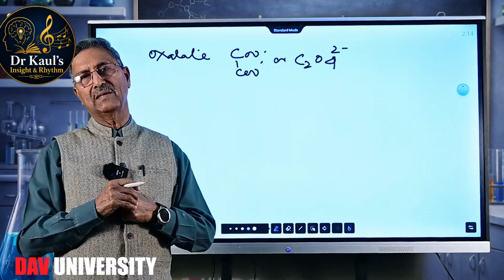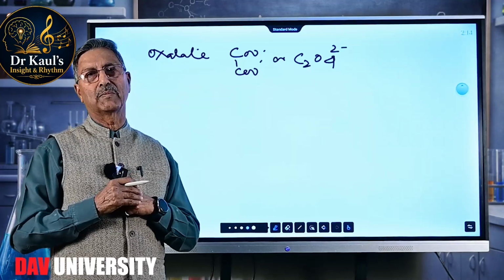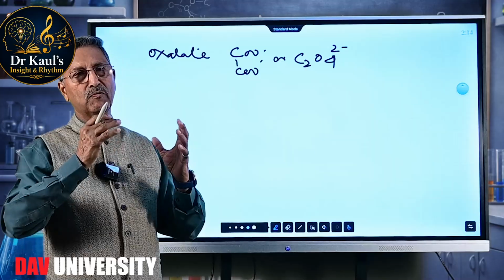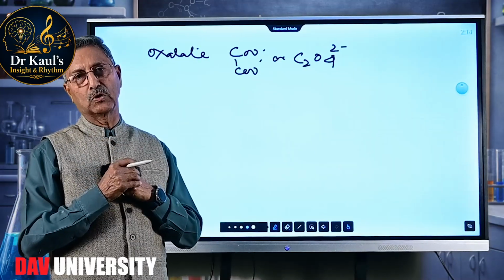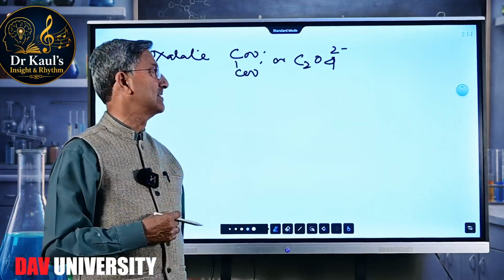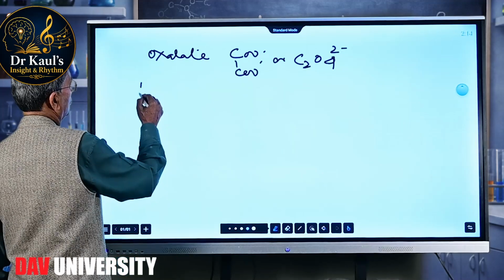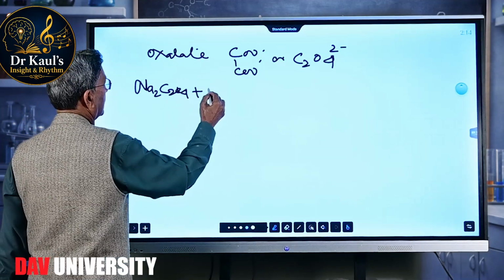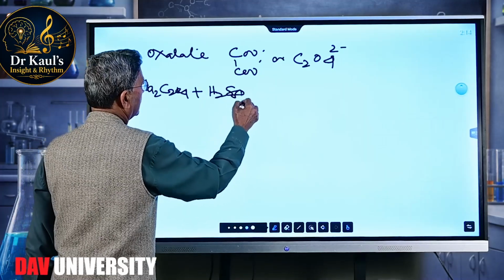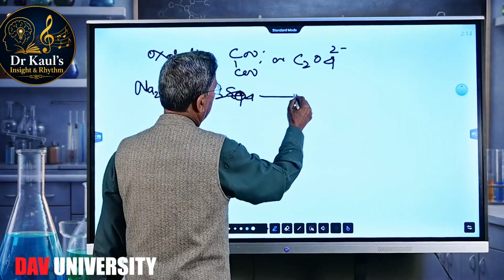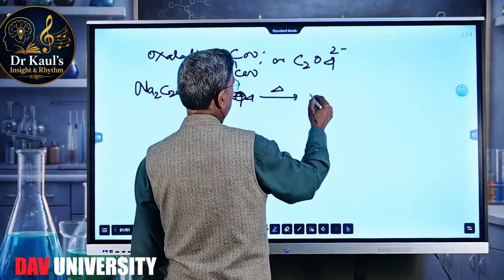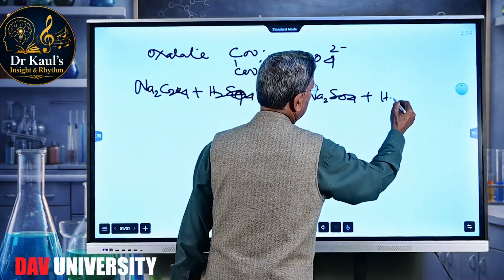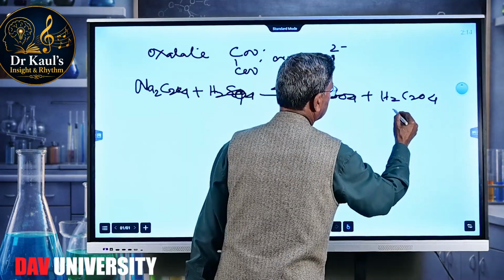You see, we get the evolution of a mixture, that is carbon monoxide and carbon dioxide. And sometimes we make a provision to check the presence of both these gases also. First of all, I write the equation, then we'll discuss this. Suppose we have got sodium oxalate. We add H₂SO₄ to it, heat it, we get the formation of sodium sulfate plus H₂C₂O₄, this is oxalic acid.